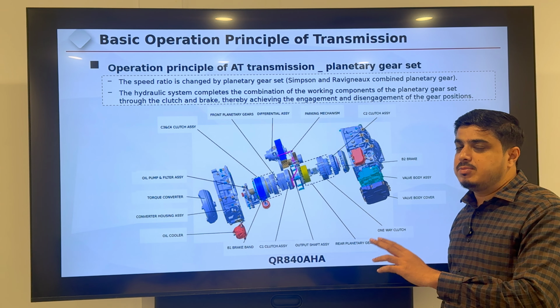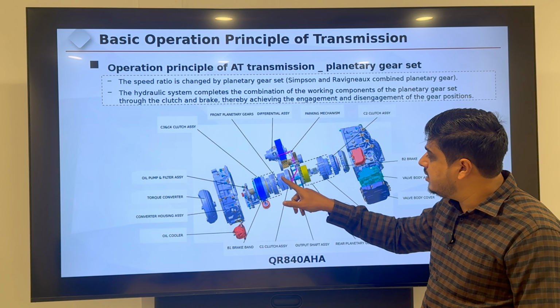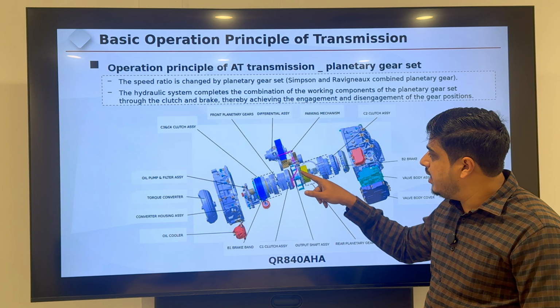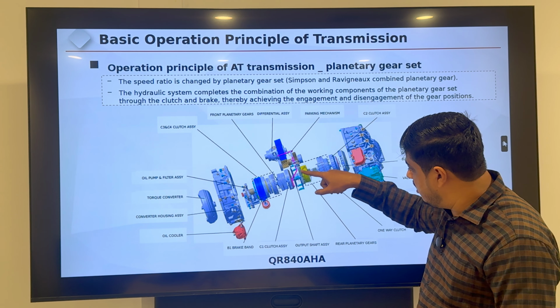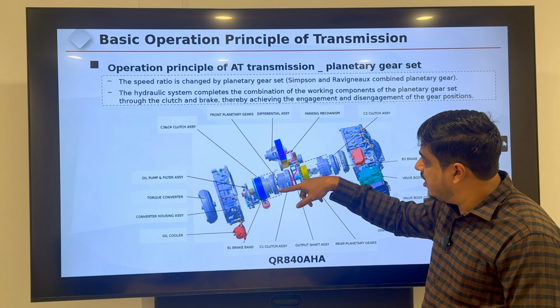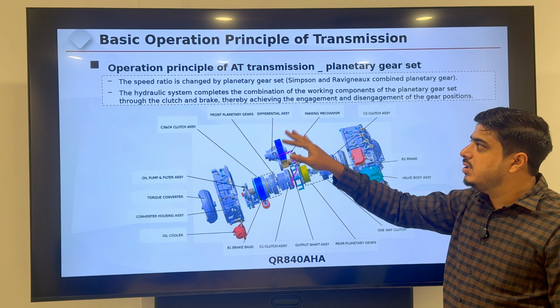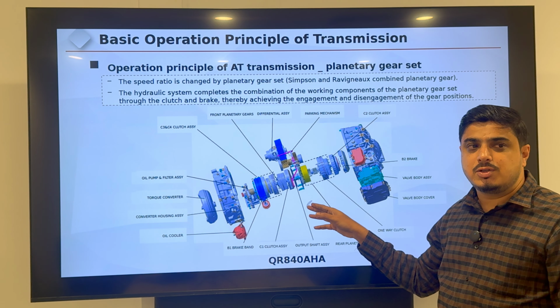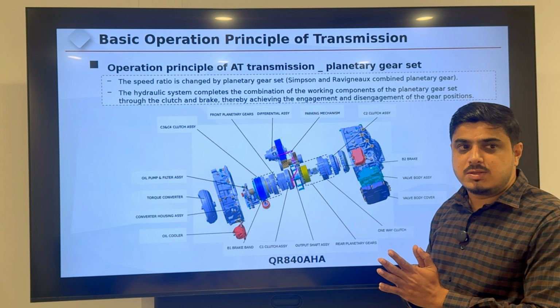The speed ratio is changed by the planetary gear. The planetary gear sets are there. You can see the planetary gear sets here: a rear planetary gear set and this front planetary gear set. And the hydraulic system completes it. This is also operated by the hydraulic system, the automatic transmission.